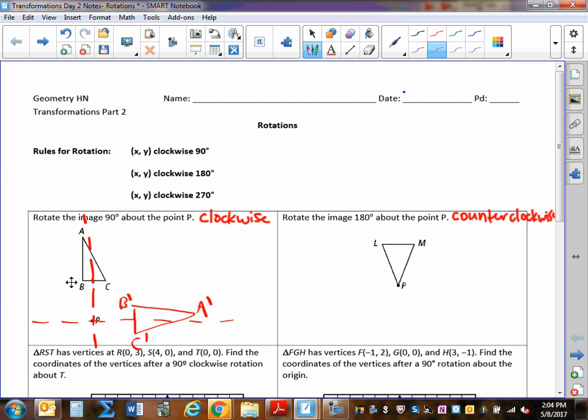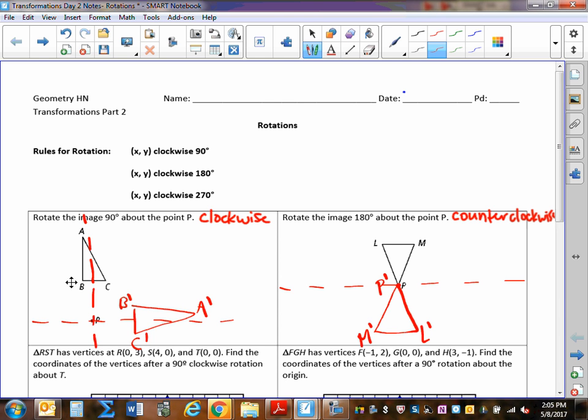Now, rotate the image 180 degrees about the point P. Here, P is actually on the shape, so we can still think of that as our origin. When this gets rotated around, what happens to the shape, essentially? It essentially flips upside down. It looks like that reflection. 180 degrees looks like that reflection, but what changes? Good, yeah, the order of the letters. M and L are going to kind of flip-flop. So M will come around to the left side, and L will come around to the right side. And P stays put. Okay.